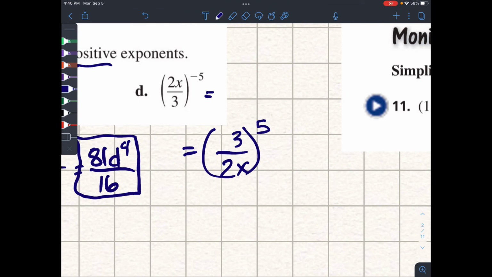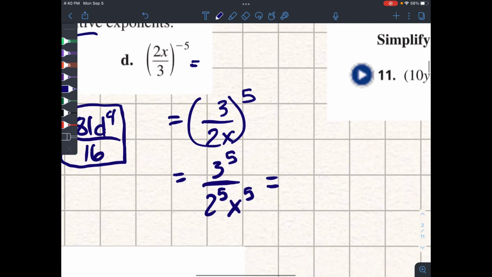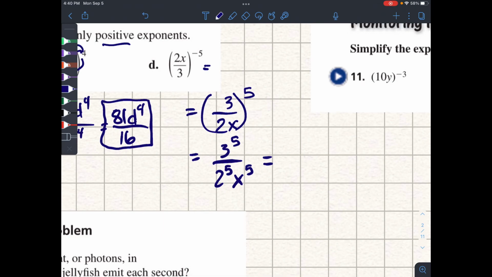So deal with that negative exponent right away or deal with it at the very end. Don't do it halfway in between. I wouldn't like to distribute that negative 5. I think that's kind of silly. So now put a 5th power on everything. So the 3, the 2, and the x all to the 5th power. Okay. So we have a 3 to the 5th, and I think that is 243.